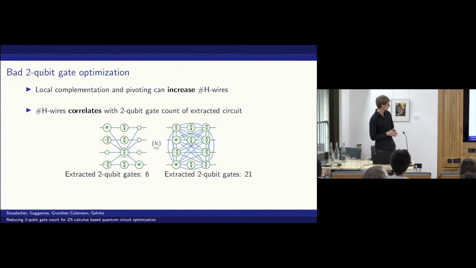This is a particularly extreme example where, in the existing approach, we would eliminate this interior Clifford spider by applying local complementation on it. And as you see, the number of Hadamard wires drastically increases in this diagram. Indeed, if we extract it with the extraction algorithm, we would have a high amount of extracted 2-qubit gates.